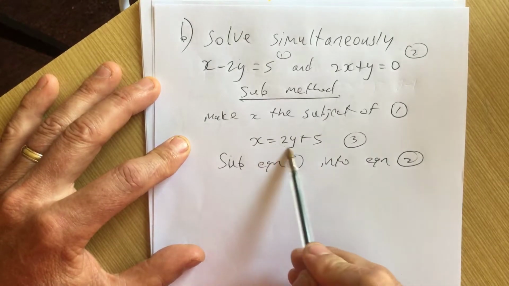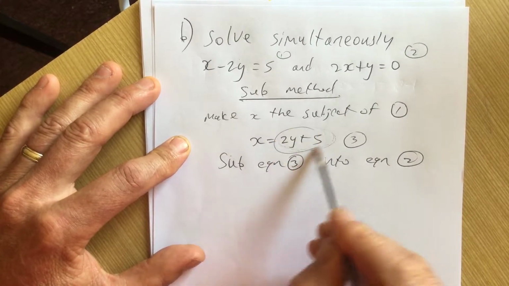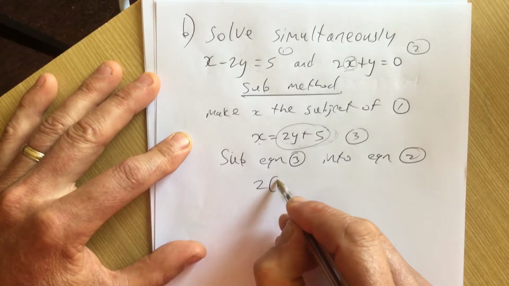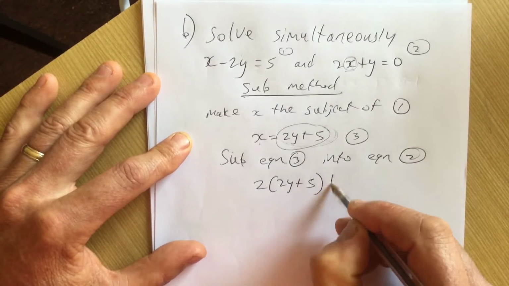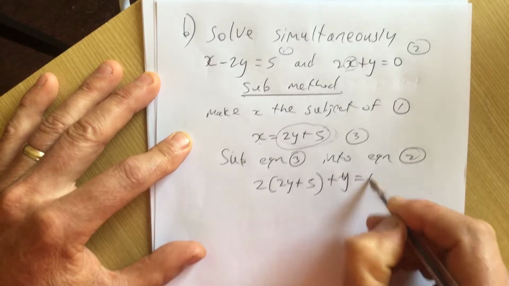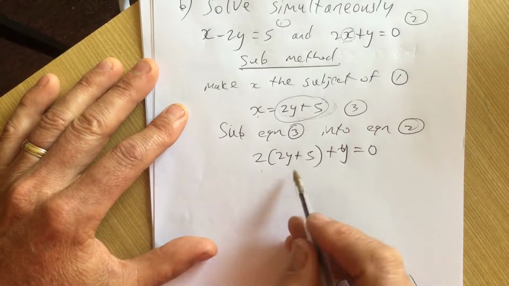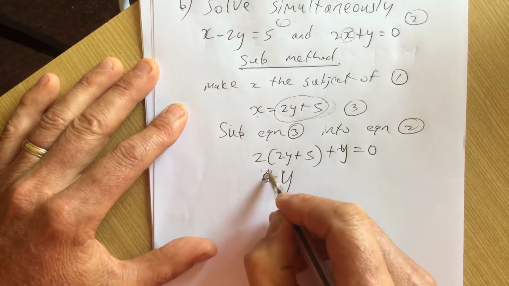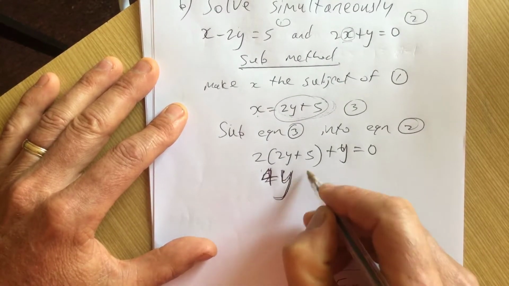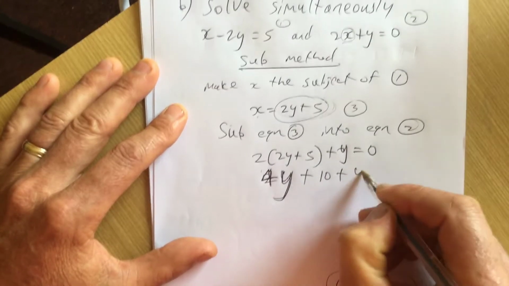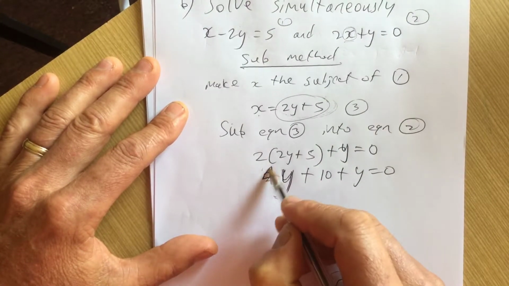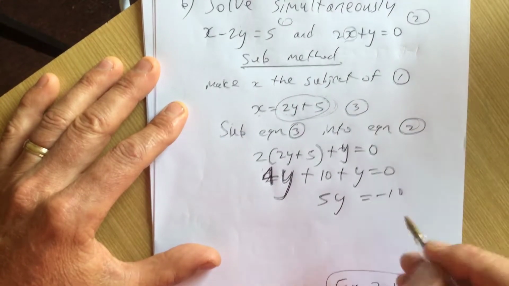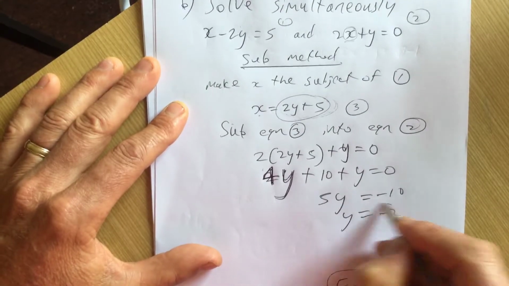Sub equation 3 into equation 2. So this is what x is, so that goes right there. So you get 2y plus 5 plus y equals 0. And I probably would have just expanded that in one go normally. Oops, 4y plus 10 plus y equals 0. And then you've got 4y plus y, so that's 5y. Put the 10 on the other side, minus 10. So y equals minus 2.